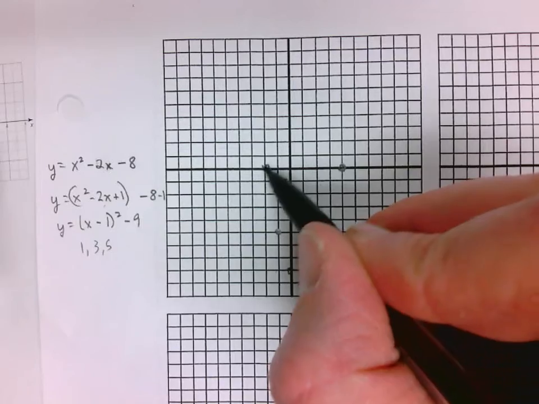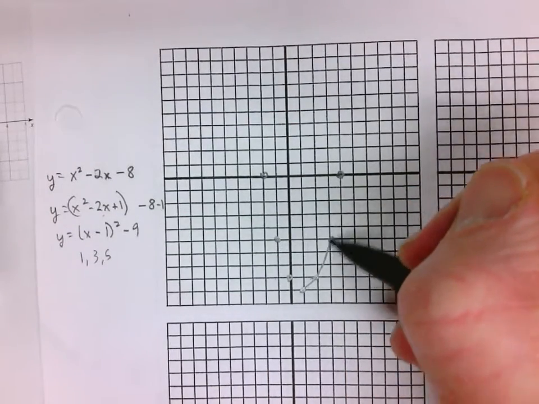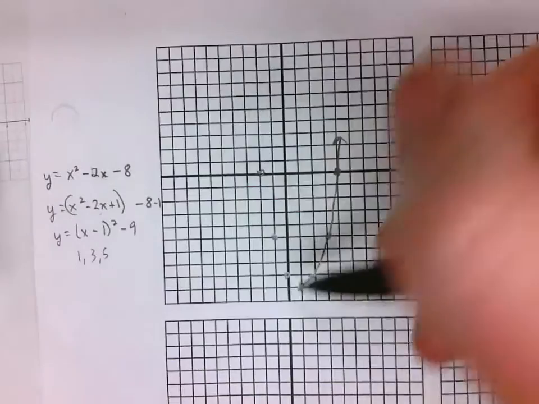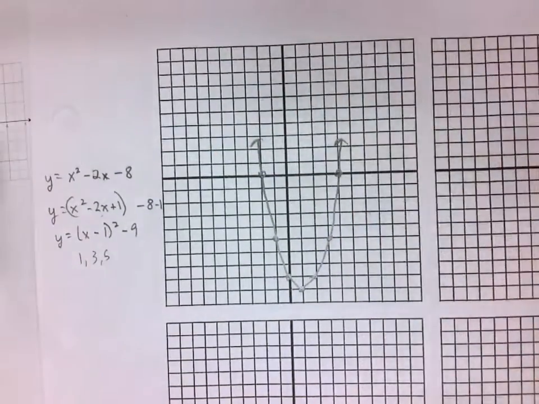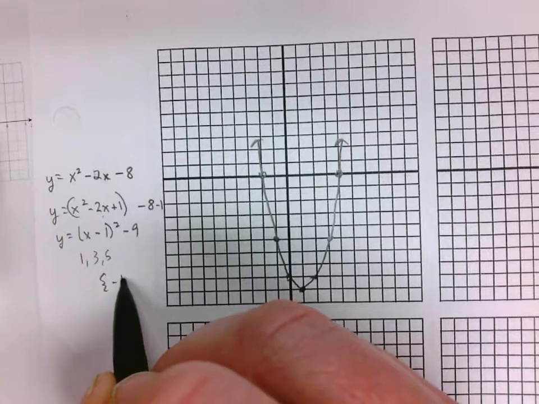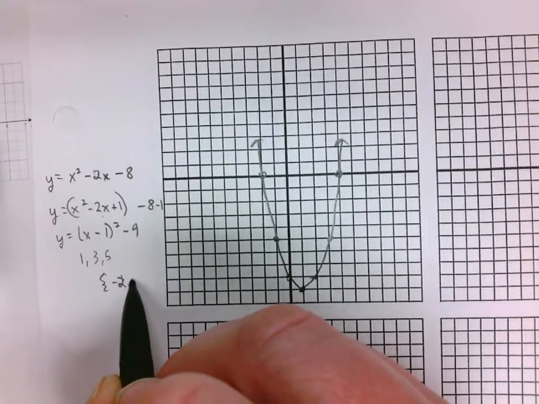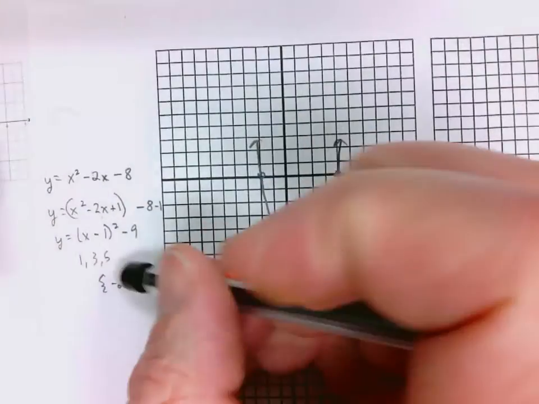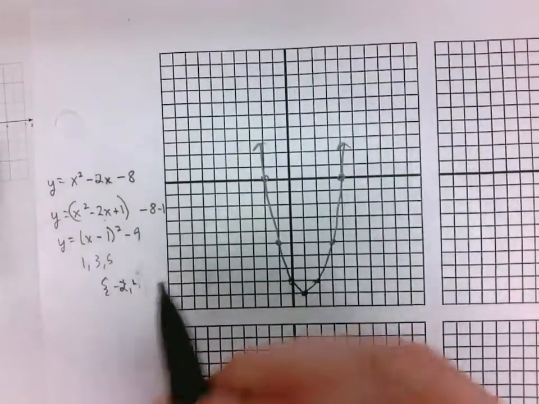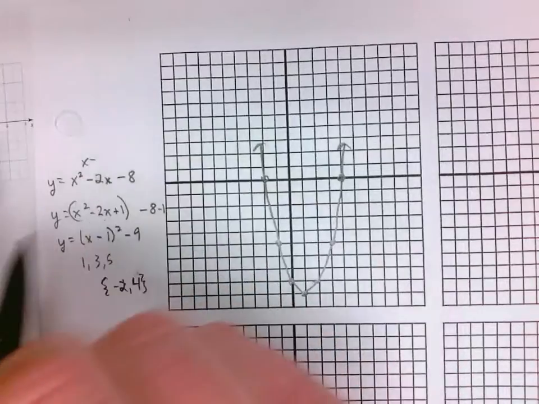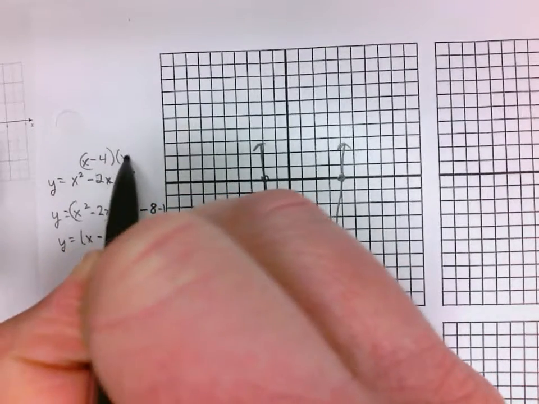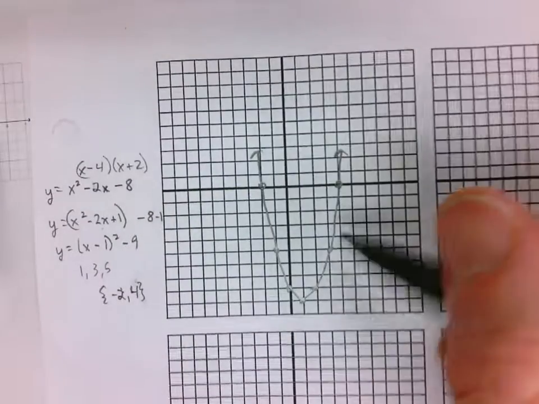So this one actually hits on a nice integer value, which means we could have factored it. Negative 2 and 4 are my solutions. Which means the original function could have factored into x minus 4, x plus 2. Solving by graphing, though, we'll hit that point.